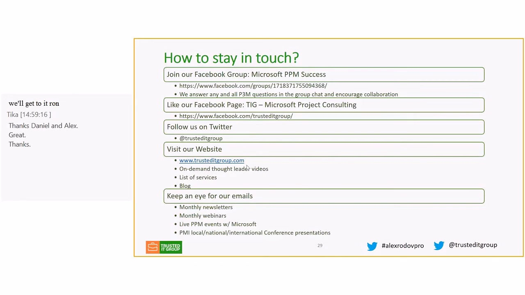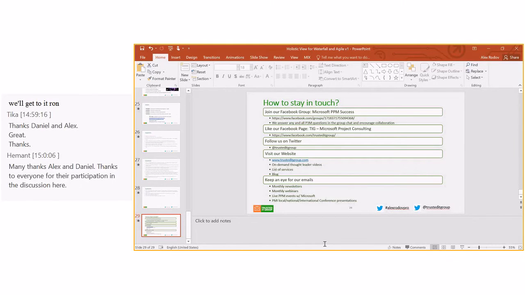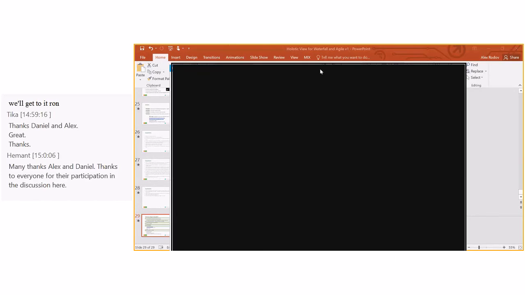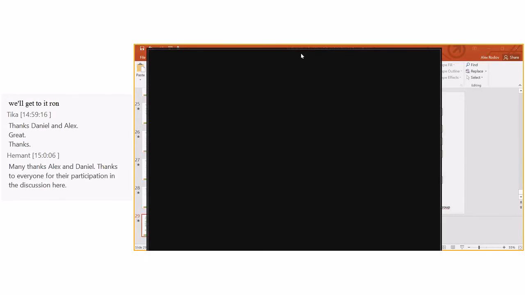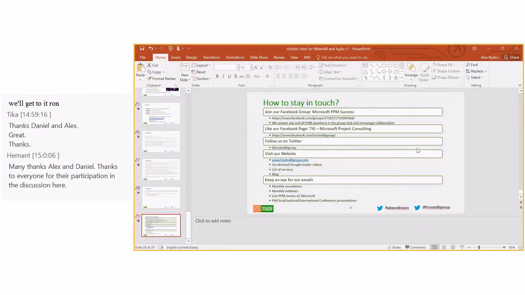Great, thank you. Okay, let's get to the next question. Michelle wants to know, how do you reconcile budgeting at the project level with estimation at the sprint level?